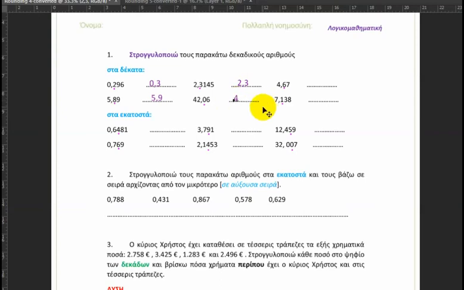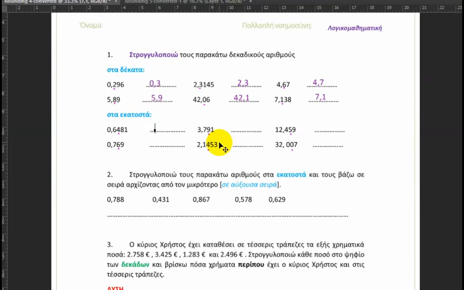Next, we have 42.06. And the 0 has a 6 next to it, which is a big number. So it goes up by 1, and the 6 becomes 0. Next, we have 4.67. The 6 has a 7 after it. So it goes up by 1. It becomes 4.7. Next, we have 7.138. 1 has a 3 after it, so it stays the same, and everything else becomes 0.